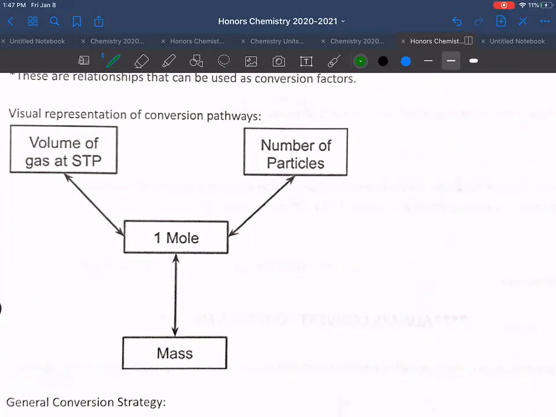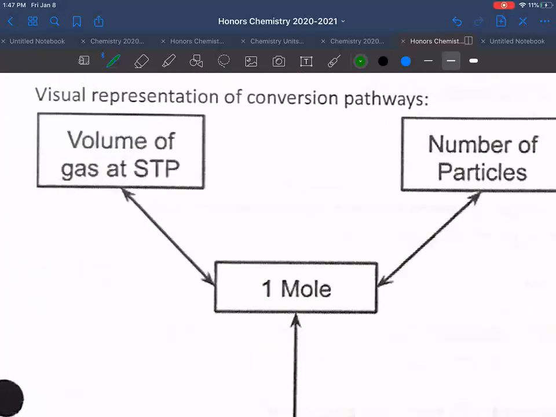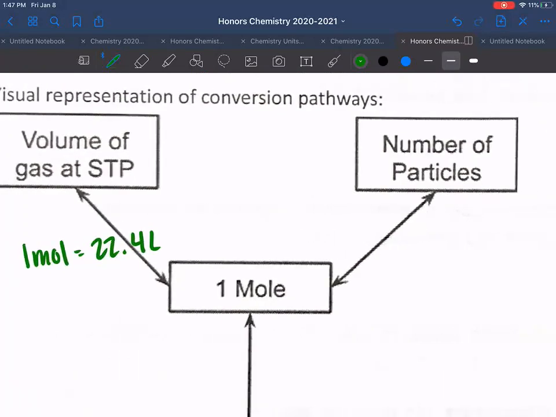Okay, now we're going to talk about what are those conversions. So what's the new conversion we just learned between volume and moles? Exactly, you're going to get used to that. 1 mole is equal to 22.4 liters. So that's our conversion, going from moles to volume, volume to moles. What about number of particles in moles? Exactly, Avogadro's number.